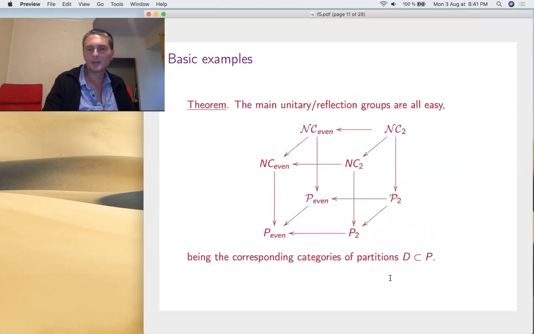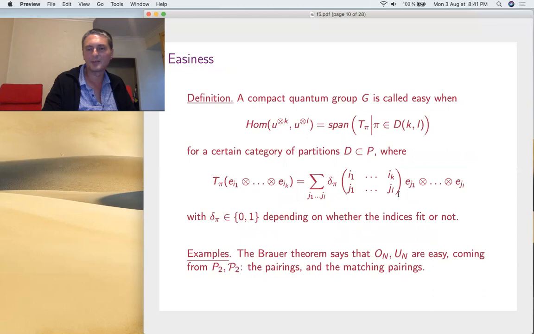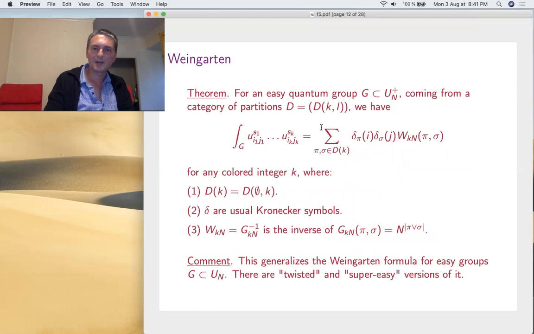So let's look at these vectors. What's the Gram matrix of these vectors? Well, you compute it, you basically have to superpose. If you compute the Gram of T_pi and T_sigma, you get a sum there: you have to superpose pi and sigma and count the blocks. That's all. So here's your formula.